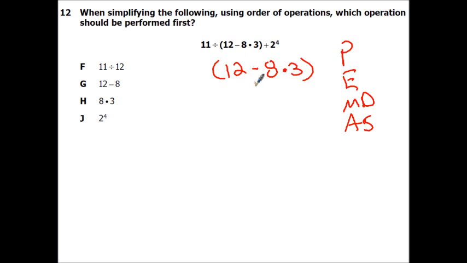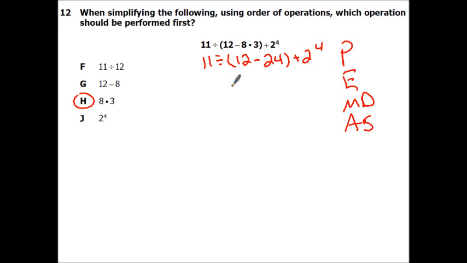But there's two things inside the parentheses. You have a 12 minus 8, and an 8 times 3. Since multiplication comes before subtraction, you're going to do the 8 times 3 first. And then if you just wanted to practice this, we could always solve it just because we can. So this would be 11 divided by 12 minus 24 plus 2 to the 4th. 11 divided by negative 12 plus 2 to the 4th.